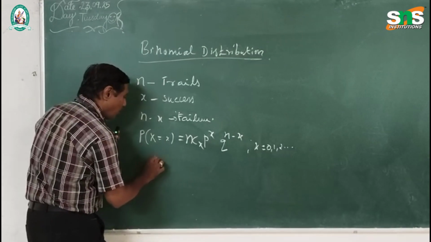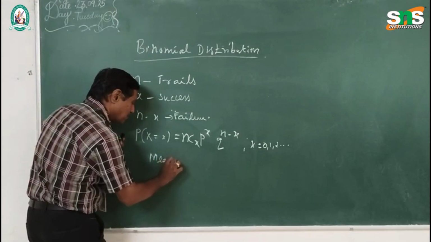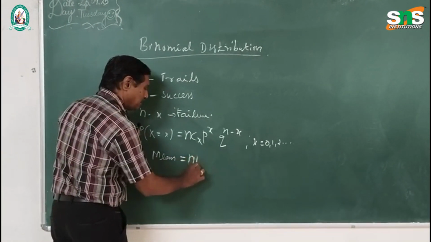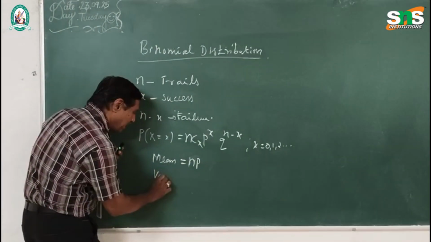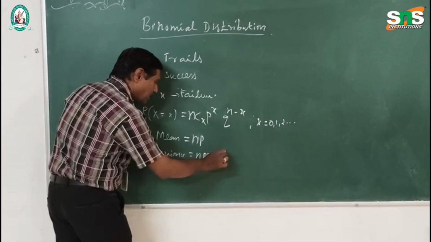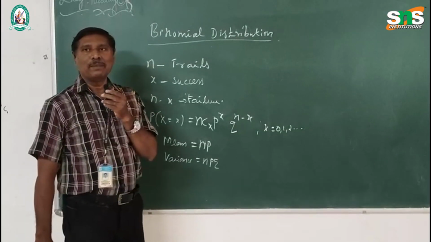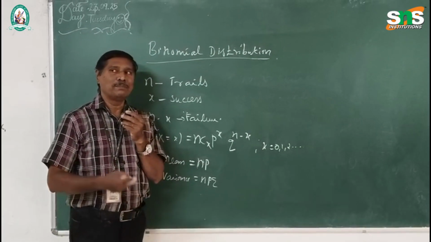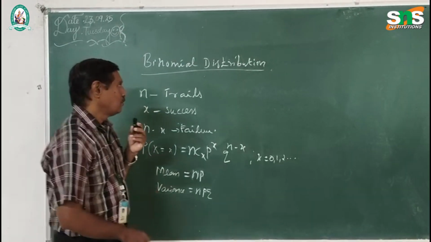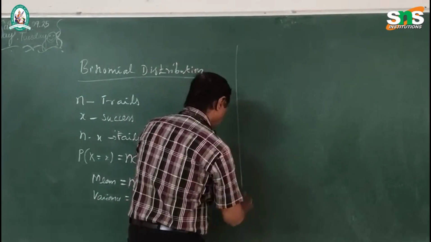From this, what is the mean of the probability function? The mean of the binomial distribution is np, and the variance of the binomial distribution is npq. Here n and p are the parameters, since q is calculated from p. Therefore n and p are the parameters. Using these binomial distributions, we derive some more problems.